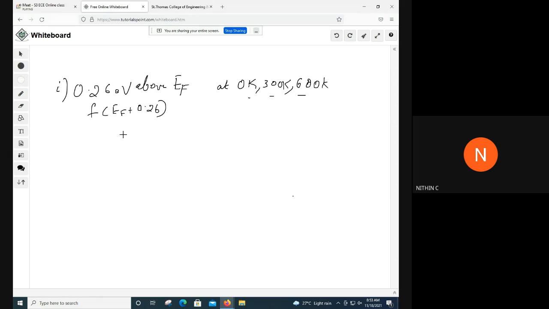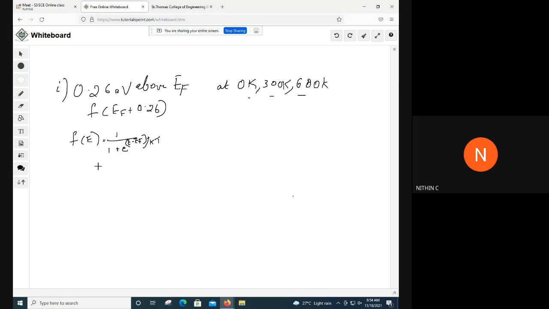So what is the general expression? We need to first write the general expression for f of E. For each question you can write that, because if it is a problem and you write the general expression, you will get some marks for that. So you need to write that general expression for all the questions related to Fermi level distribution. f of E is equal to 1 by 1 plus e raised to E minus EF by kT. This is the general expression for finding the probability of occupancy of electrons at an energy level E.